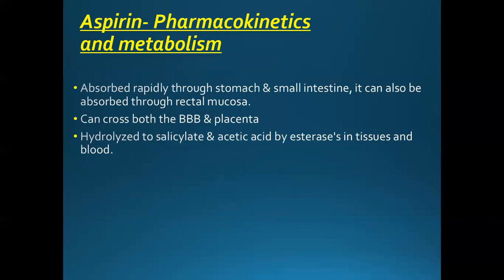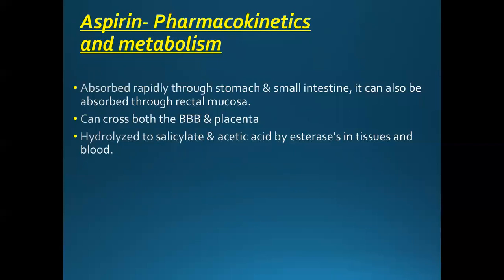Now, what are the pharmacokinetics and metabolism of aspirin? Aspirin is rapidly absorbed through the stomach, and as we discussed earlier, it is best absorbed within the acidic medium of the stomach because it is acidic. It is also absorbed in the small intestine and through rectal mucosa. It can cross the blood-brain barrier and placenta.